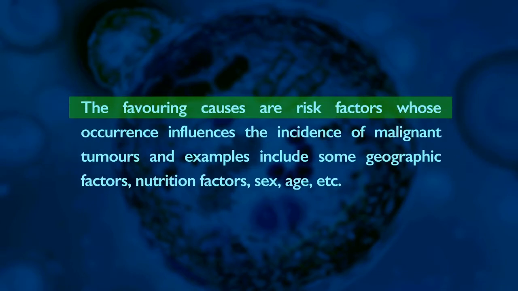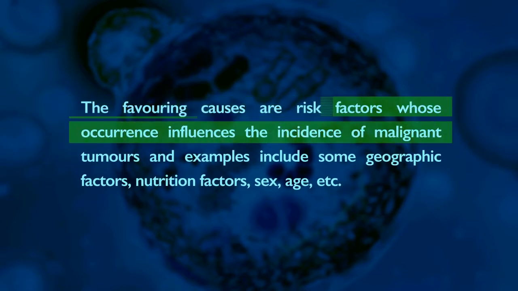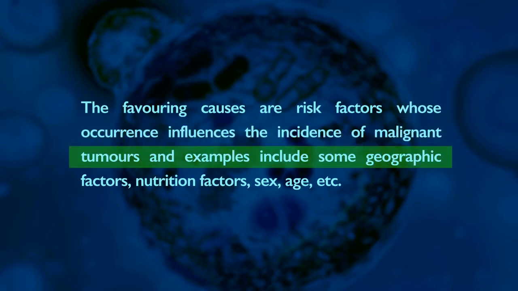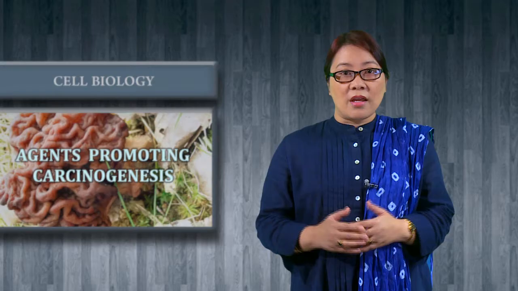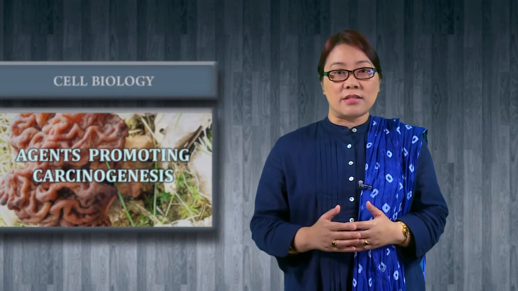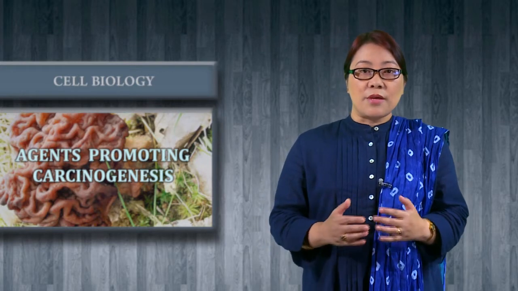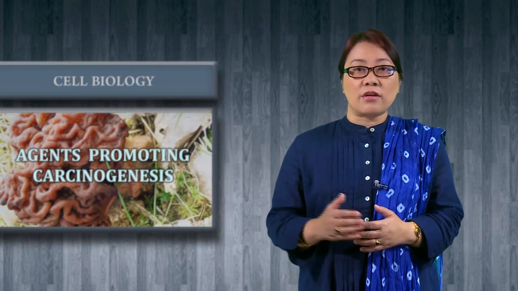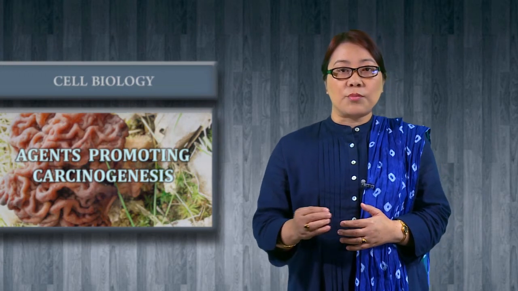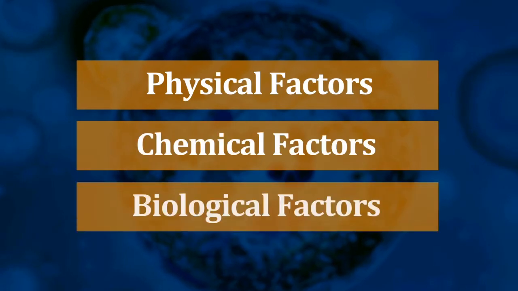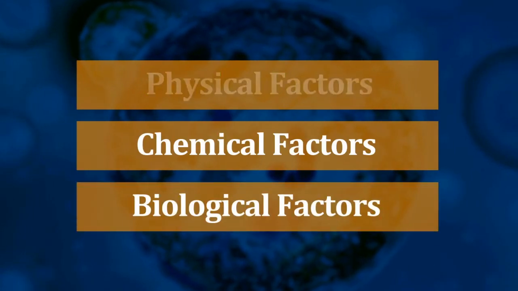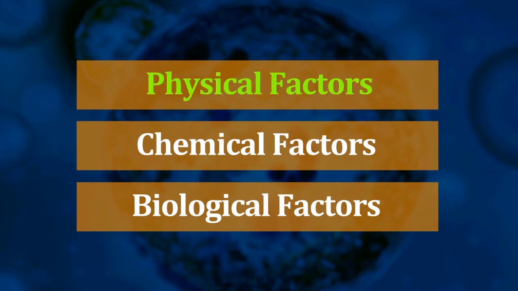The favoring causes are risk factors whose occurrence influences the incidence of malignant tumors, and examples include some geographic factors, nutrition factors, sex, age, etc. The factors or risk cofactors involved in carcinogenesis may be exogenous factors or endogenous factors depending upon their origin, and may also include physical, chemical or biological factors. Let us first take up the physical factors.